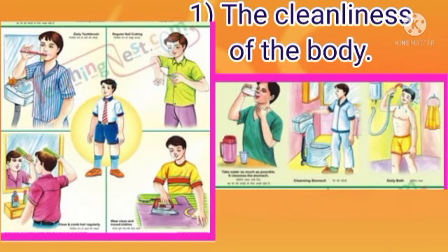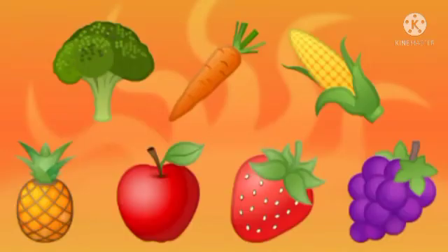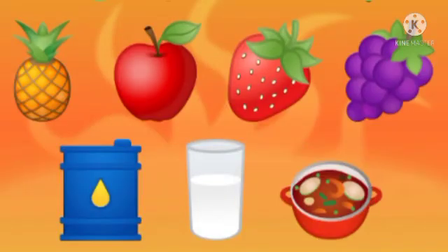So students, in Standard 1st, what we have learned about the cleanliness of the body, means how we are going to keep our body clean. Second, our food. So in food, what are we eating? Cereals, pulses, vegetables, fruits, oil, ghee, milk, etc. and care concerning the food. So whatever we are eating, that should be clean.